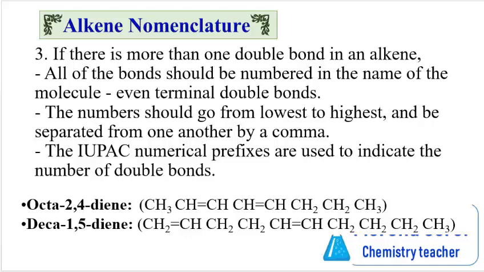The numbers should go from lowest to highest and be separated from one another by a comma. The IUPAC numerical prefixes are used to indicate the number of double bonds. The first molecule has two double bonds in position 2 and position 4, so the name will be octa-2,4-diene. The second molecule has two double bonds in first position and 5 position, so the name will be deca-1,5-diene.